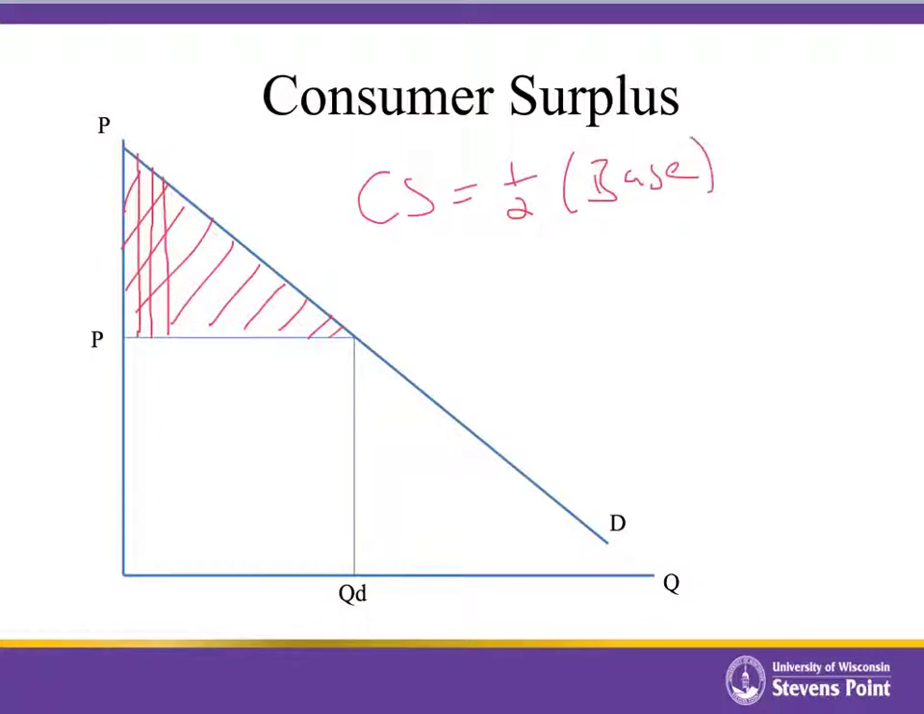Sorry for my really, really bad handwriting. So the base would be essentially this distance down here, which would be measured by how big the quantity demanded is, times the height of the triangle. So the height of the triangle, we would need to know both of these values to figure out how tall our triangle is. And we could measure then the total consumer surplus for all consumers that buy the product.